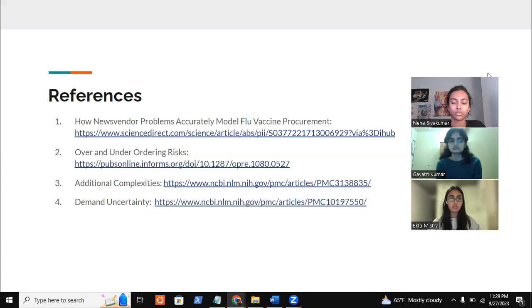Second is priority groups. Vaccines are often allocated to priority groups such as healthcare workers and vulnerable populations, which introduces a layered decision-making process beyond a single order quantity. Third is multiple suppliers. Governments often procure vaccines from multiple suppliers, each with their own lead times and pricing structures, which adds further to the complexity of the ordering decision.